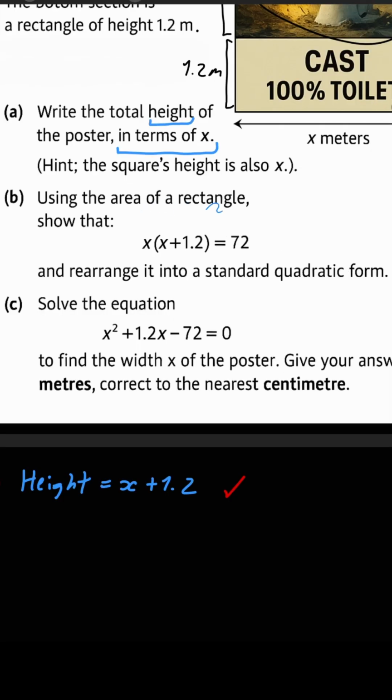Part B, using the area of a rectangle, show that x by x plus 1.2, so the brackets just mean multiply everything there, equals 72. And rearrange it then into a standard quadratic form. So always do what the question asks you to do. There's two parts to this question.